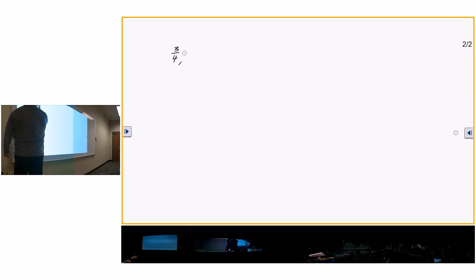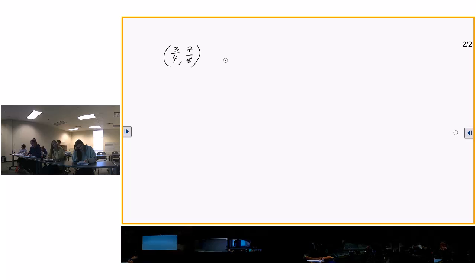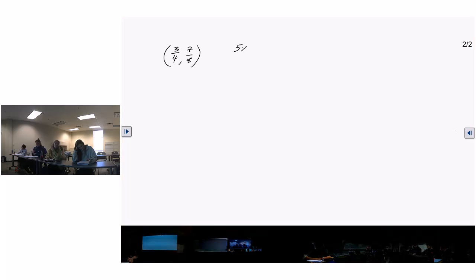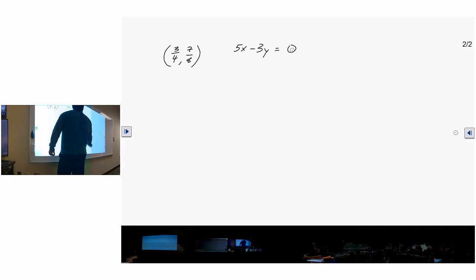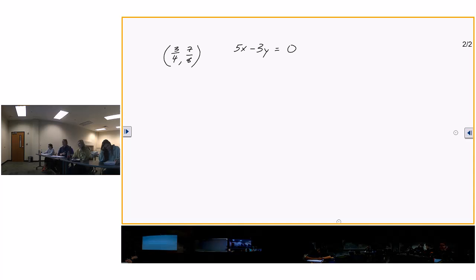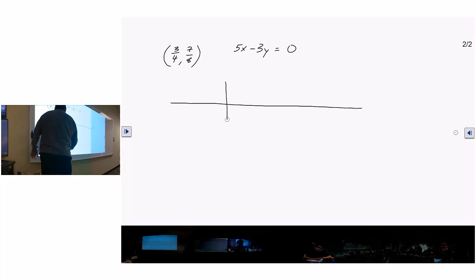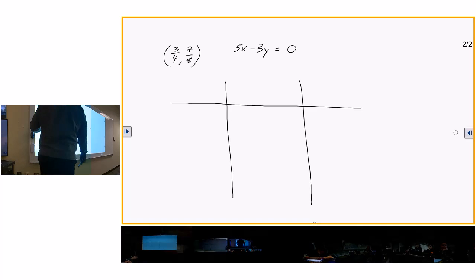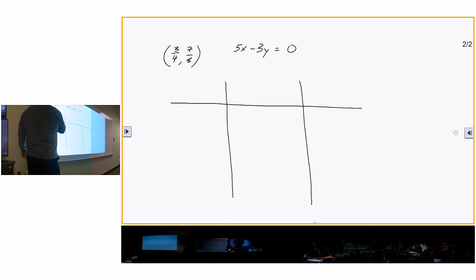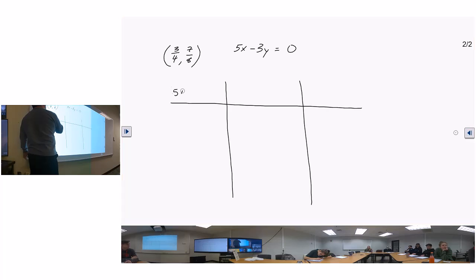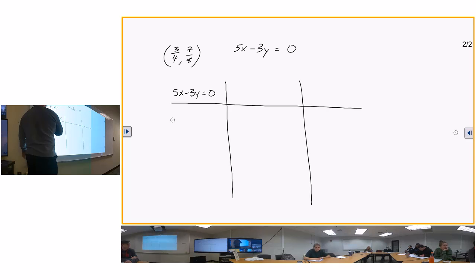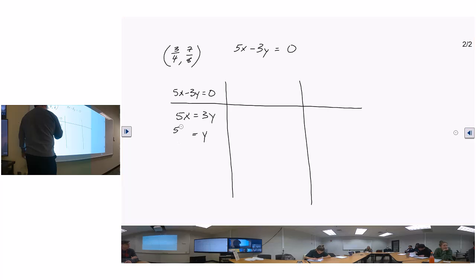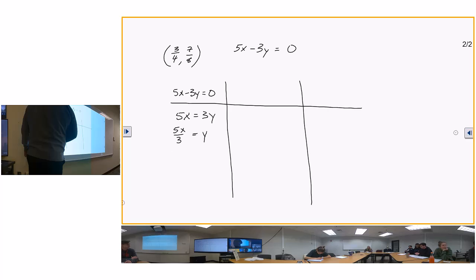So, what were the 2 points? 3/4, 7/8. And what was the equation? 5x minus 3y equals 0. Yeah, that's right. So it is 0, so it's not going to be that difficult because you're not going to end up with another fraction. So 5x minus 3y is equal to 0. 5x is equal to 3y. y is equal to what? 5x over 3. Everybody with me?